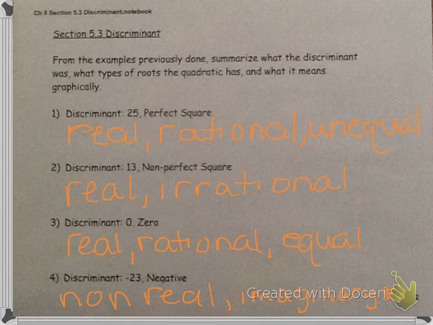So, we can use the discriminant of the quadratic formula to tell what types of answers we are going to get when solving a quadratic. If the discriminant is a perfect square, we'll get real, rational, and unequal roots. If the discriminant is a non-perfect square, we'll get real and irrational roots. If the discriminant is 0, we'll get real, rational, and equal roots. And finally, if the discriminant is negative, we get imaginary roots.